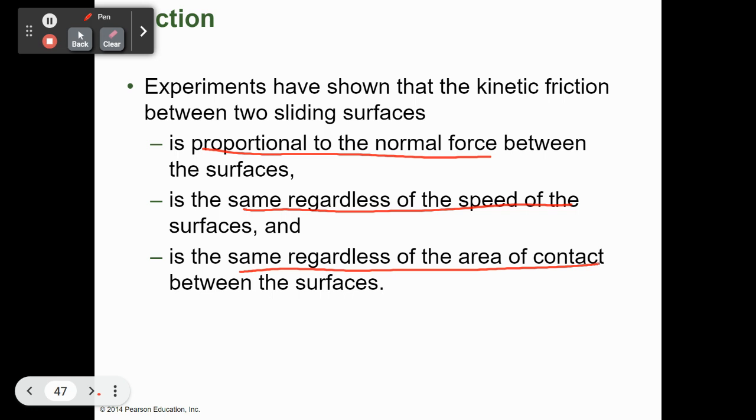So it doesn't matter if I lay my block flat down where I have a lot of the surface in contact, or if I hold it up where there's not as much surface in contact. It's still going to be the same. The frictional force will be the same. It'll be the same whether I slide it quickly or whether I go slow. But it is always going to be proportional to the normal force, okay? Which, remember, is related to the weight of that object, the force due to weight.